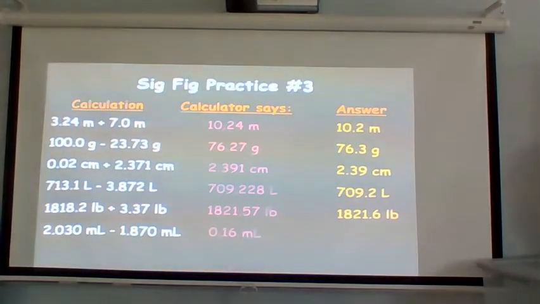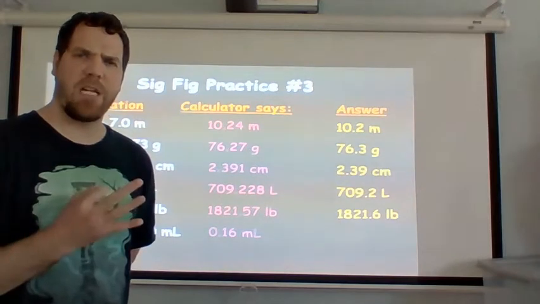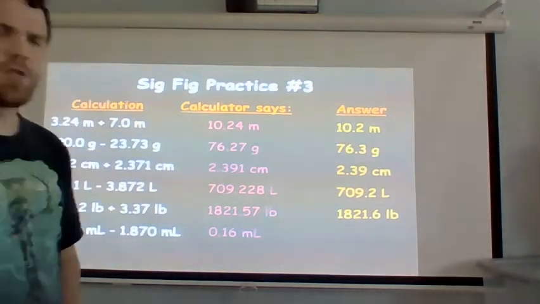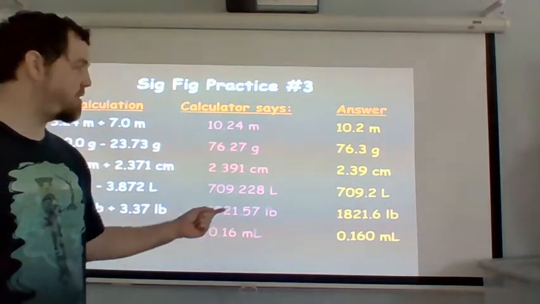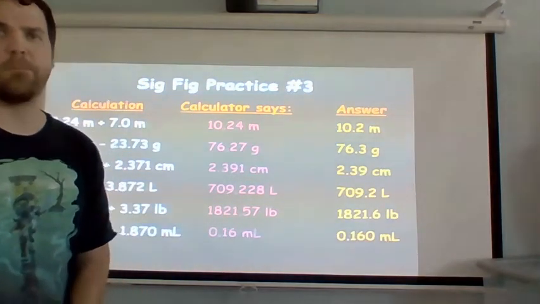We only get an answer of 0.16, but both numbers have 3 decimal places. So our answer should have 3 decimal places. So what we have to do here is actually add a 0. It doesn't change the number, but it does show the correct number of sig figs.